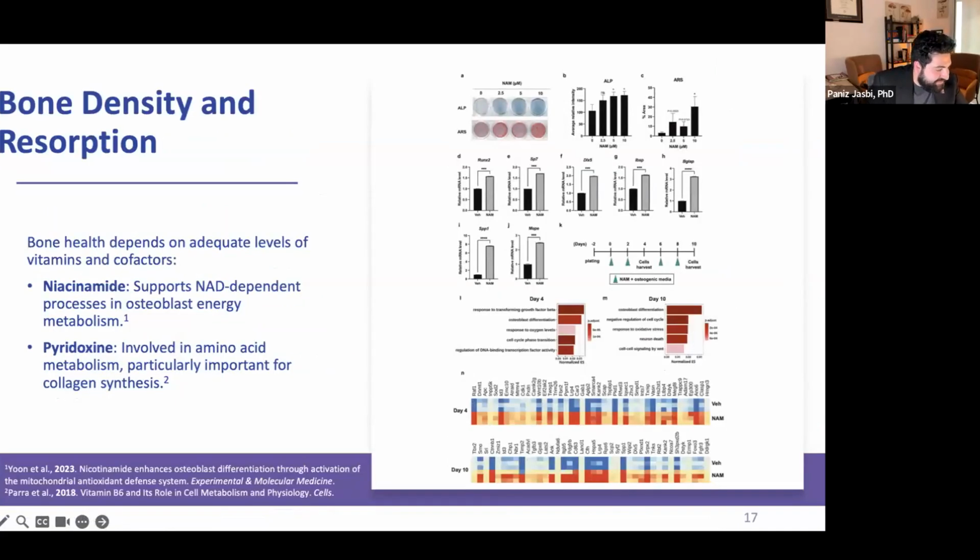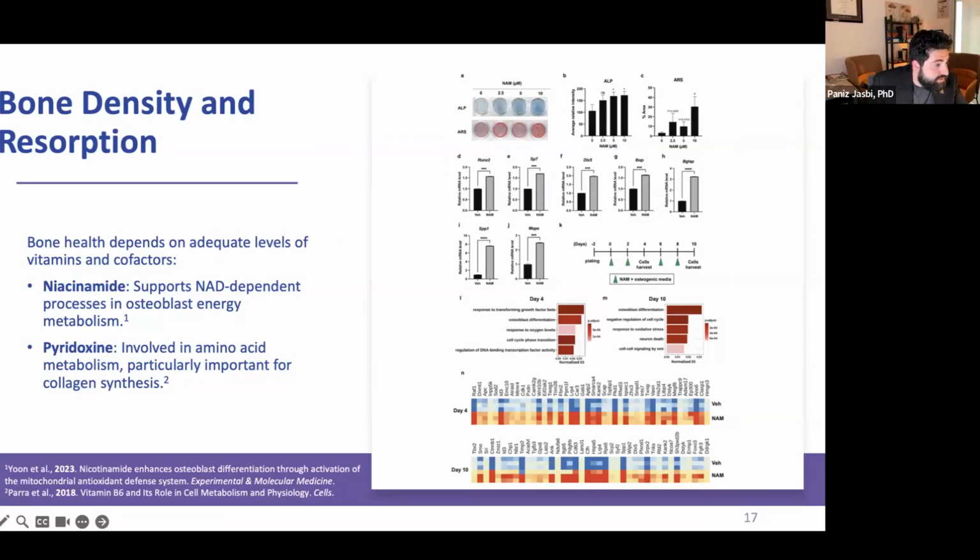Again, we're going to go back to niacinamide and the B vitamins. These are going to act as these really important cofactors, vitamins and cofactors, and they support NAD-dependent processes, mostly in osteoblast energy metabolism. And then pyridoxine is particularly important for collagen synthesis, as it is a critical cofactor for collagen synthesis. We cannot create it with low B6.